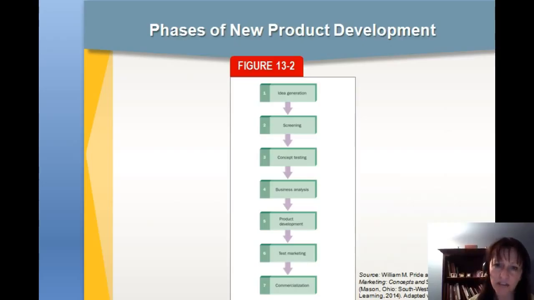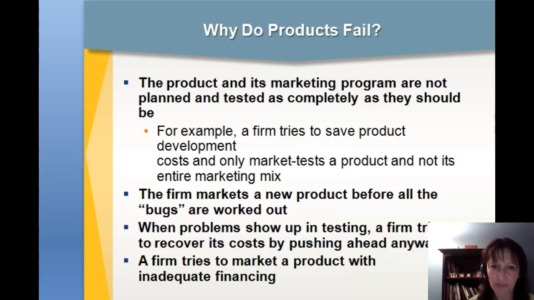When you think about product development, it's really a multi-stage process. There's an idea, we screen it internally, and then we test the concept, maybe with some sort of focus group, and then we do a business analysis of what the likely demand is going to be, and then we start developing it, and then we test market it, and then ultimately it gets rolled out commercially. If we go through all these steps, we should have a pretty good idea of how successful it's going to be before it hits the market. But not everybody does that, as we'll get to on the next slide.